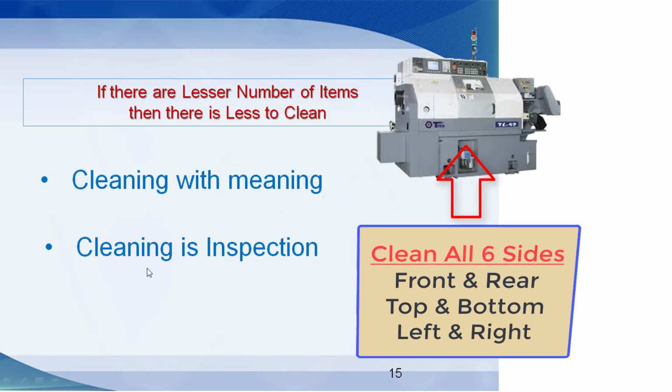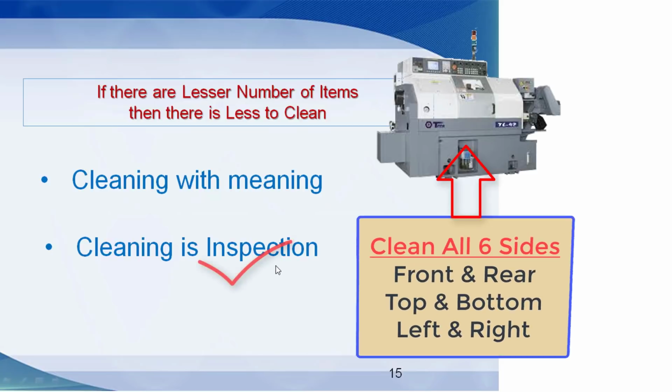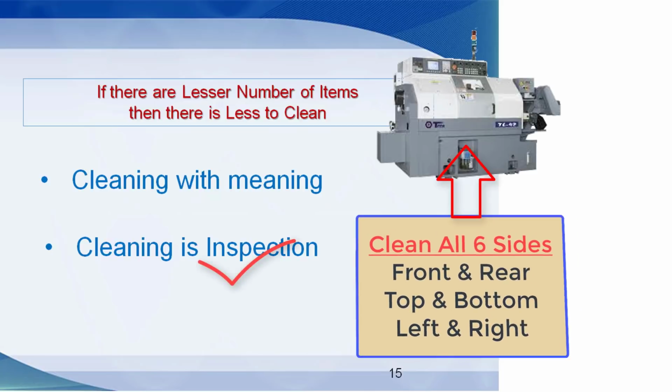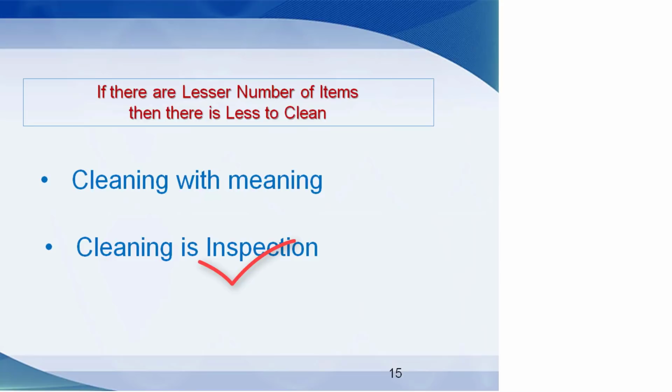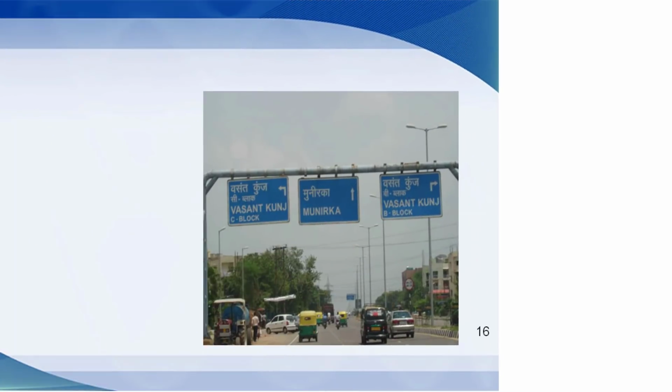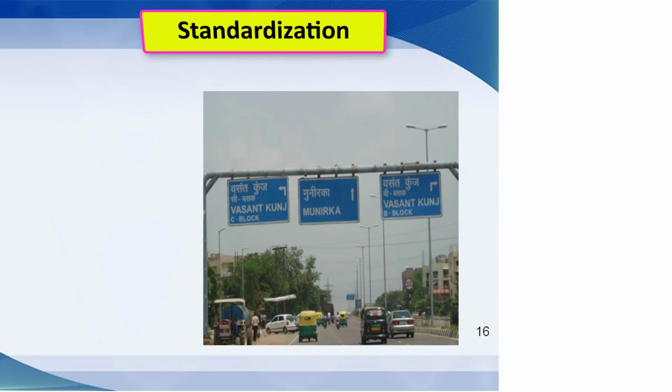And while cleaning, we should be inspecting them also. We should be observing if there are some broken parts, some loose wire, some noise, some vibration, some burning smell. So these are the 2 things you should remember while doing the third S. Cleaning with meaning, and while cleaning, you should inspect. Cleaning is inspection. Now let's understand the fourth S, which is standardization.